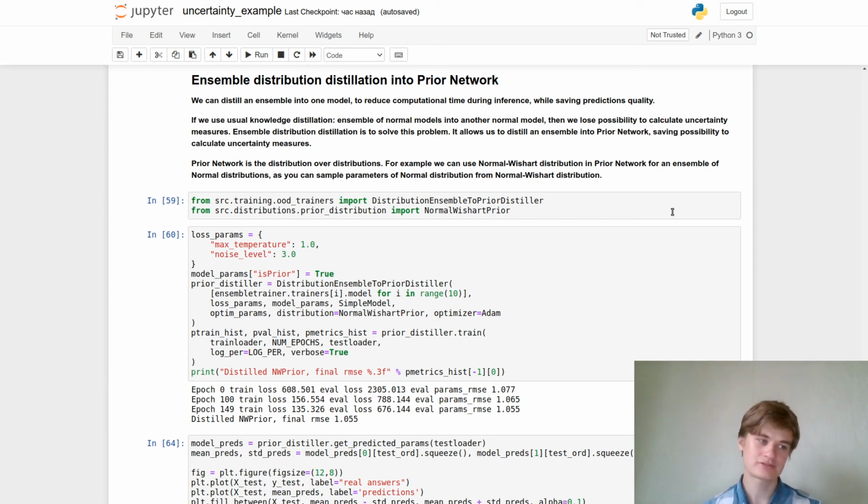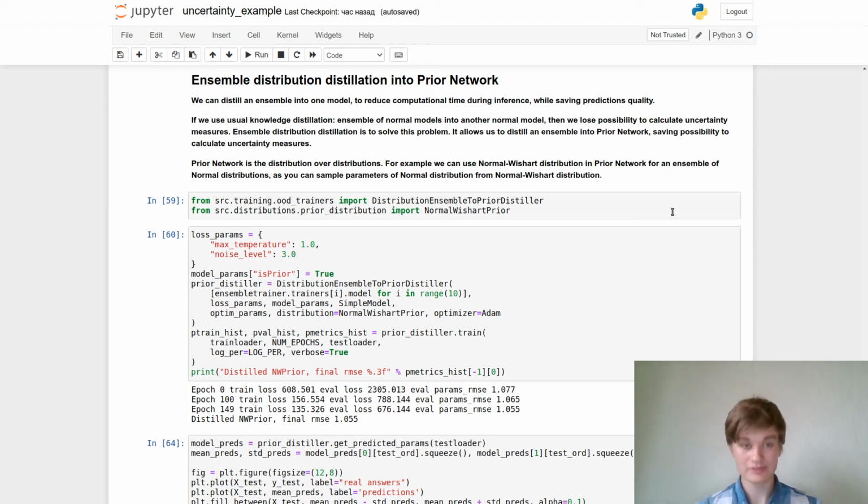And this could work well in terms of quality of predictions, but this procedure doesn't allow us to calculate uncertainty measures after the distillation, because we can calculate knowledge uncertainty measure only if we have the whole ensemble.